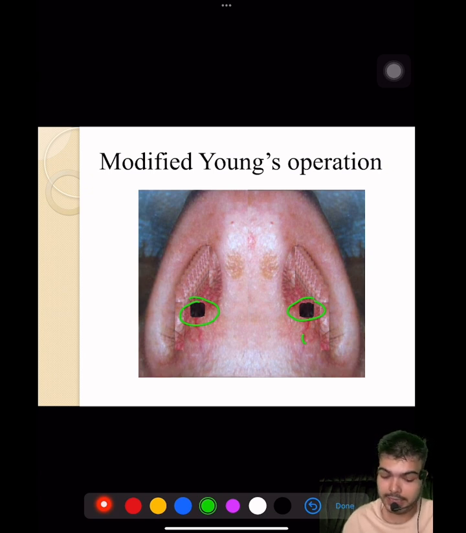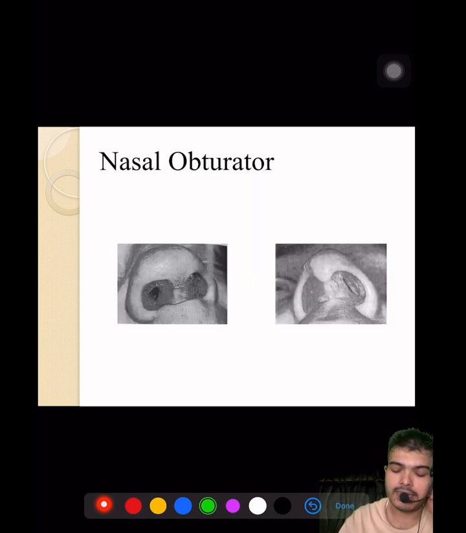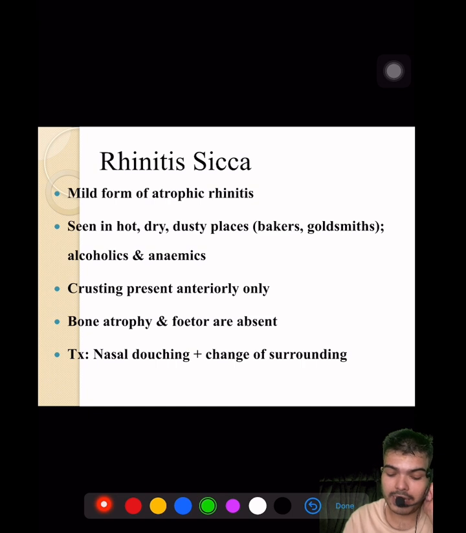Now let's come to rhinitis sicca. So what is rhinitis sicca? Sicca basically means dryness, so rhinitis sicca means there will be dryness. Rhinitis caseosa means there is a blockage of the sinuses, because of which cheesy material is present inside the sinuses. Now rhinitis sicca is a mild form of atrophic rhinitis seen in hot, dry, dusty places.